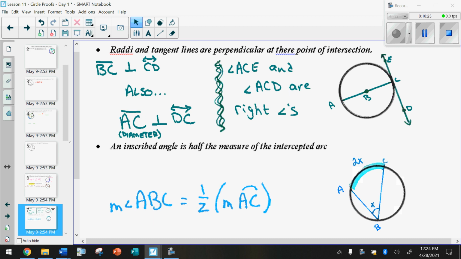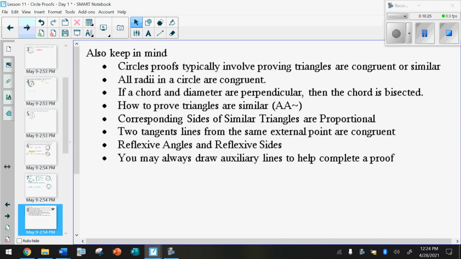Now, along with all this circle stuff, we still have rules with triangles that are congruent, CPCTC, triangles that are similar, CSSTP, all radii of a circle are congruent. If a chord and a diameter are perpendicular, then the chord is bisected. If the chord is bisected, then it has to be done at a 90-degree angle, as long as it's a diameter or a radius.